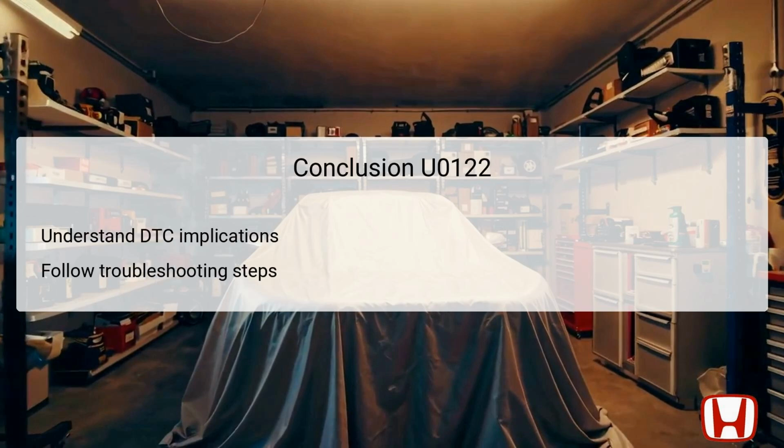In summary, understanding DTC U0122 and its implications is a critical step in vehicle maintenance and repair. This code highlights a communication failure between the TCM and the VSA modulator control unit, potentially hindering vehicle stability and control. Following the outlined troubleshooting steps diligently is essential for effectively diagnosing and resolving the issue. From checking the connections and circuits to examining the modulator unit, each step builds towards achieving a successful repair.